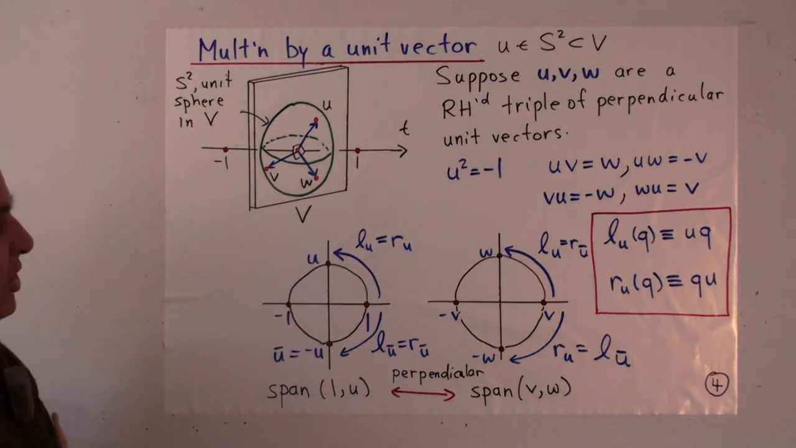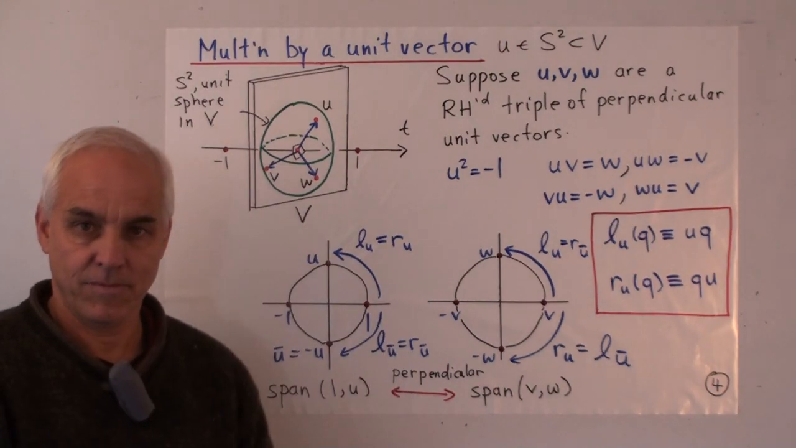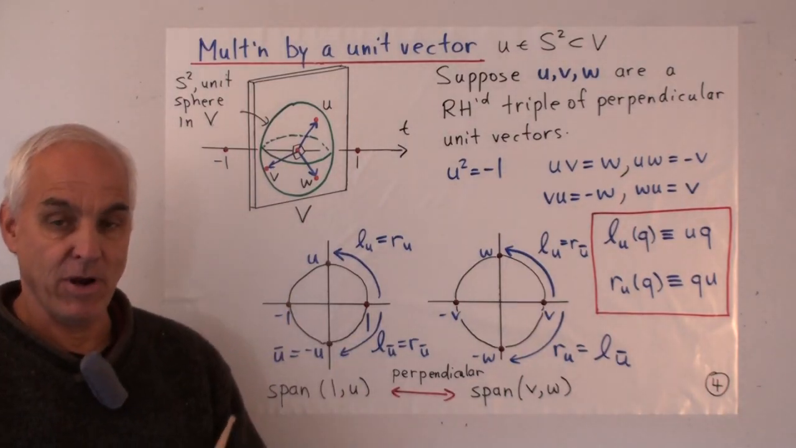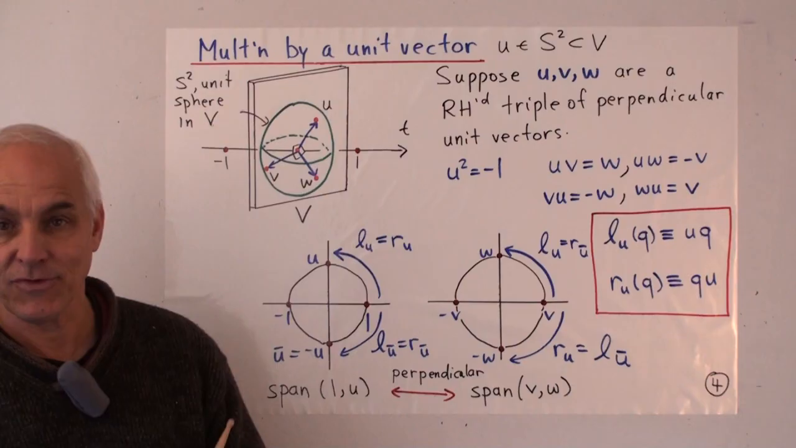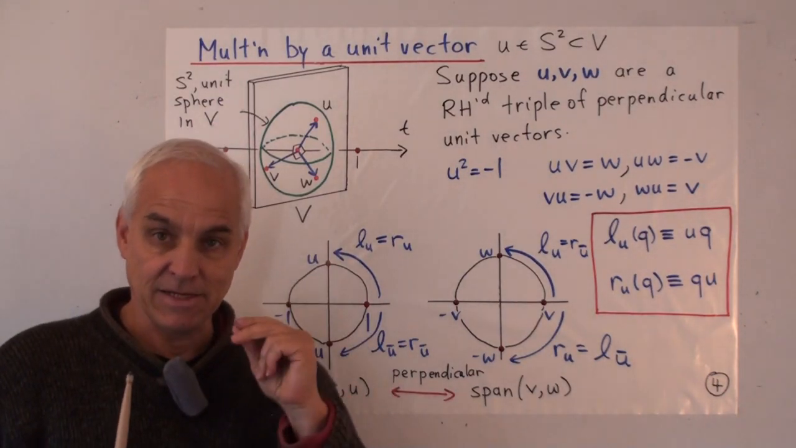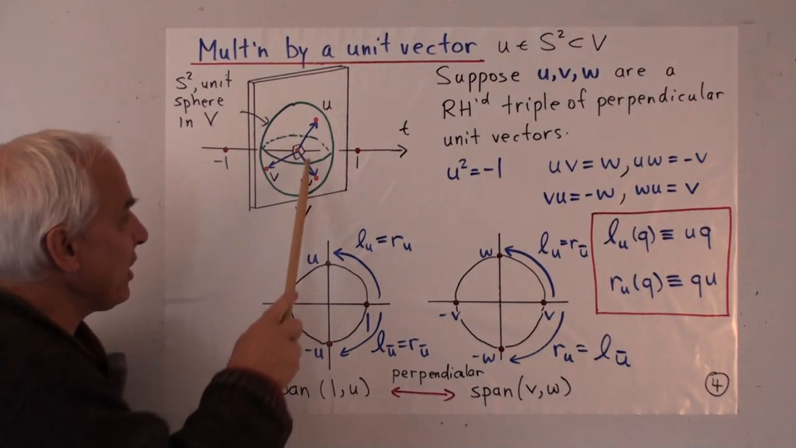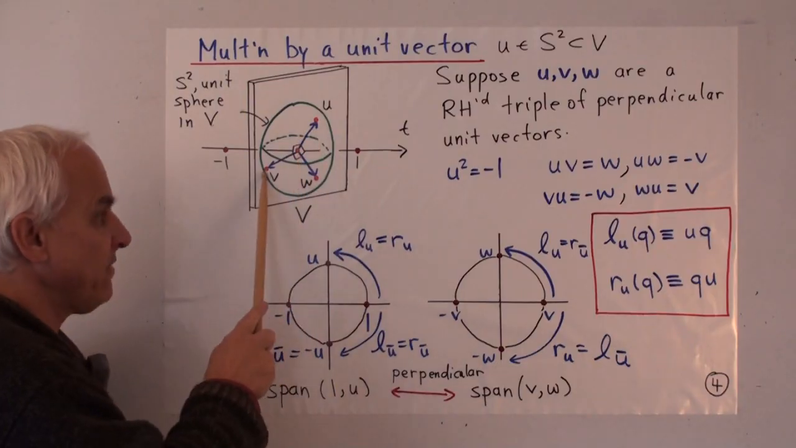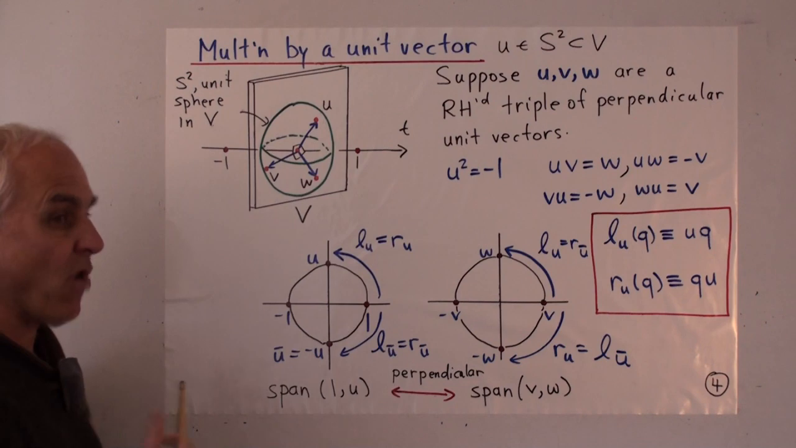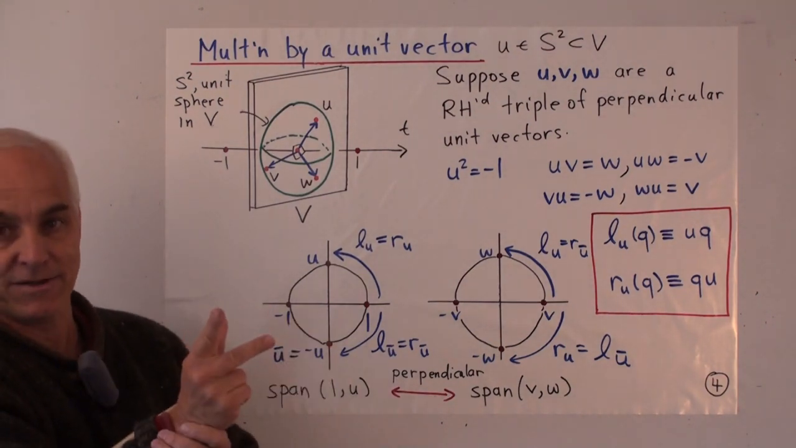Okay, so what do we know? Well, we know that u squared is equal to minus 1. And we also know from the formula on the previous page that when you have perpendicular vectors, then their product is just the same as their cross product. So that means that when we multiply u times v in the quaternion sense, it's exactly the same as the cross product of u and v in the three-dimensional cross product sense.